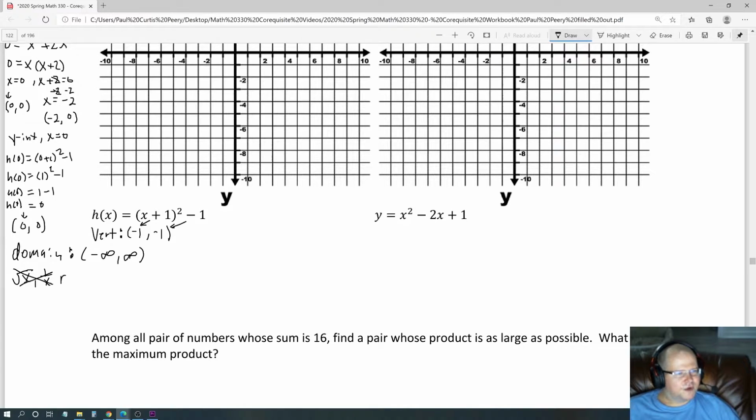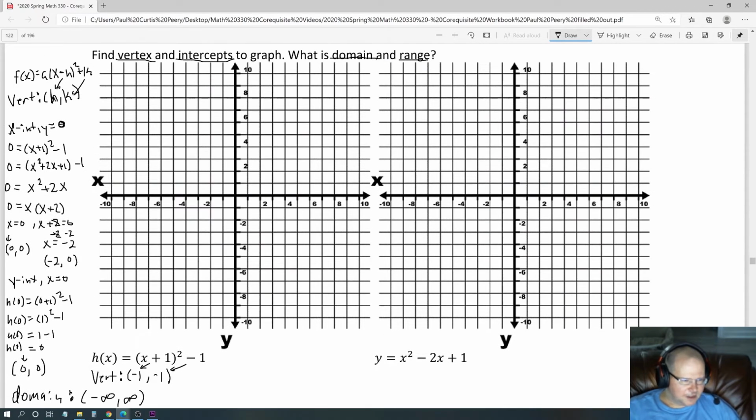Okay, so now we're moving on to the range. Now, this is a little bit different. We know that it's facing up because it's a positive, right? Because this is positive, we know it's facing up.